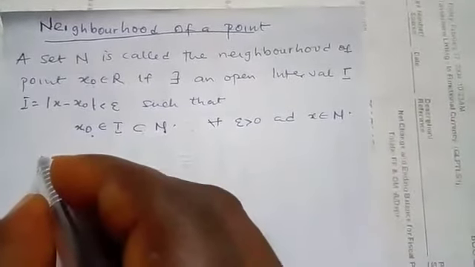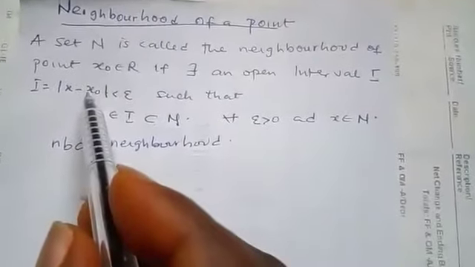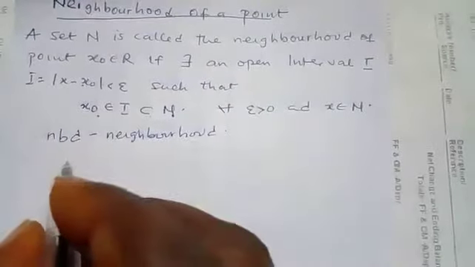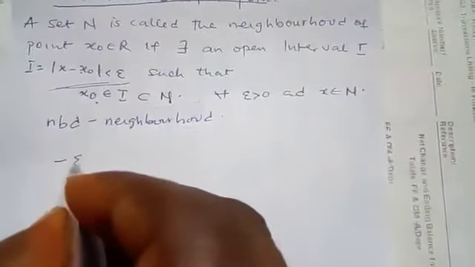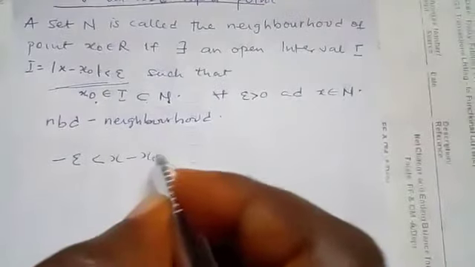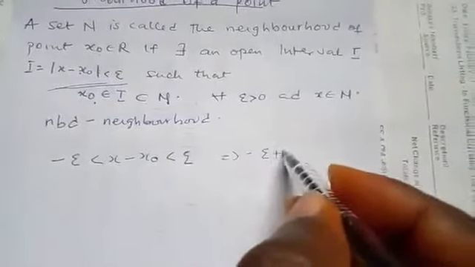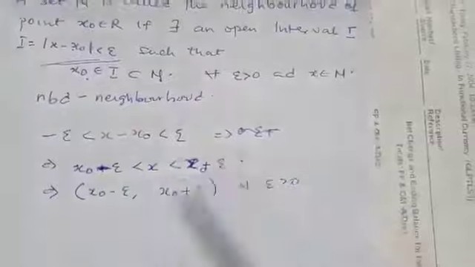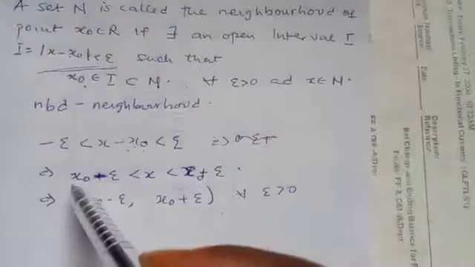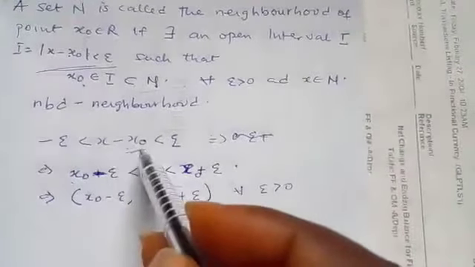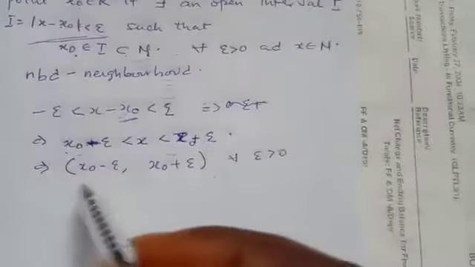Neighborhood is denoted by this sign. So remember that this can be written as this thing from the inequality. We can write it as minus epsilon is less than this, is less than epsilon, which can be written as this, or we write it as this. That is, if you take minus S0 to both sides, it will become plus S0. So which can be written in terms of interval like this.